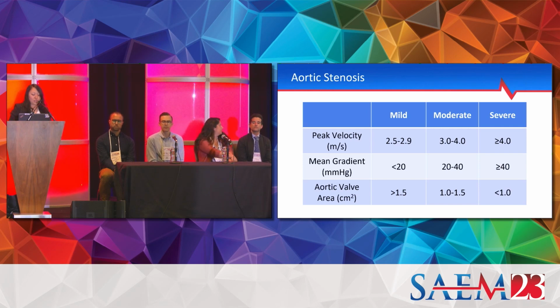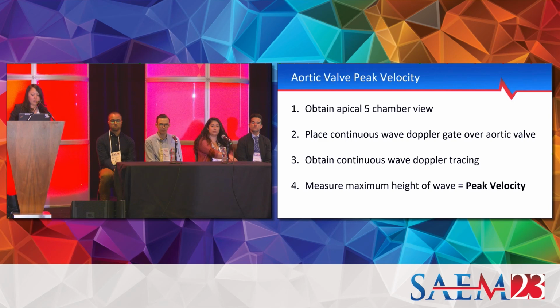The one we're going to focus on is the most important one when it comes to something that really objectively says that this is a concern, and it's also the easiest to perform, which is going to be the peak velocity. So to do this, you get an apical 5-chamber view, you break out your continuous wave Doppler, you put the gate through the aortic valve, and then you get the continuous wave Doppler tracing, and then you go ahead and measure the highest point of the wave.